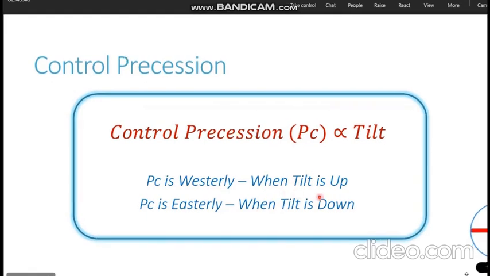So remember, when the tilt is up, the control precession is westerly, and when the tilt is down, the control precession is easterly. This is a very important relationship for understanding the gyro fundamentals. When we proceed ahead and try to understand the motion of the gyro, we will be using these expressions. So keep it in your mind.